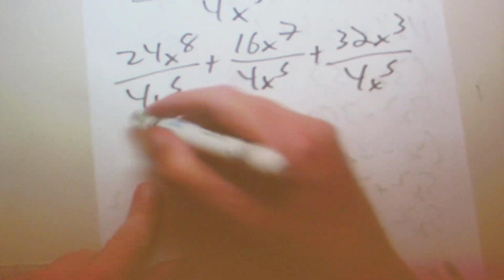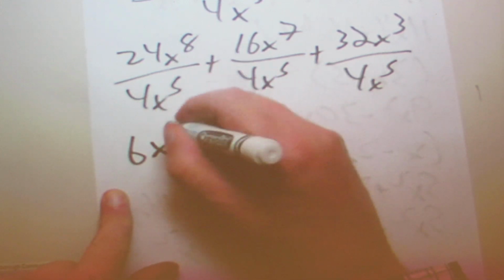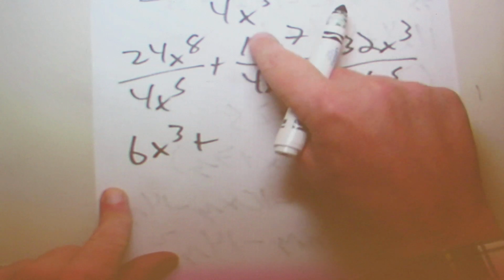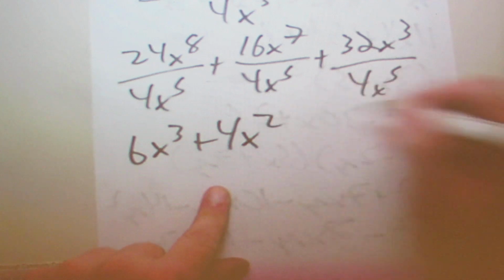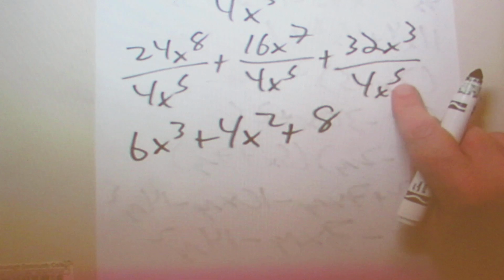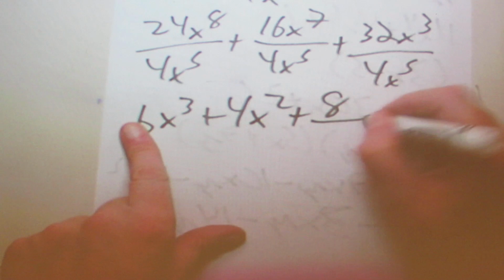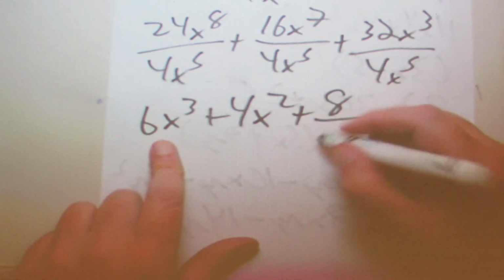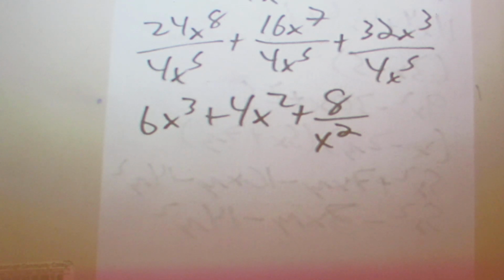24 divided by 4 is 6. X to the 8 over x to the 5 is x to the 3. Plus 16 divided by 4 is 4. X to the 7 over x to the 5 is x squared. Plus 32 over 4 is 8. We see that x to the 5 is bigger on the bottom than x to the 3 on top. So our x is going to be on the bottom, and x to the 5 minus 3 is x squared. So the answer is 6x to the 3 plus 4x squared plus 8 over x squared.